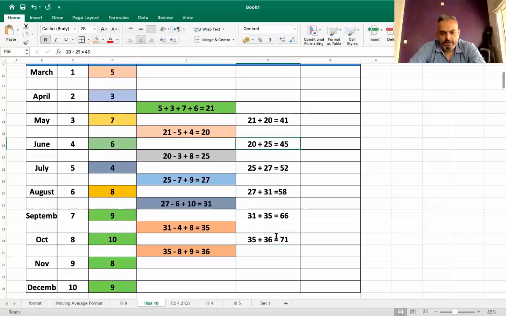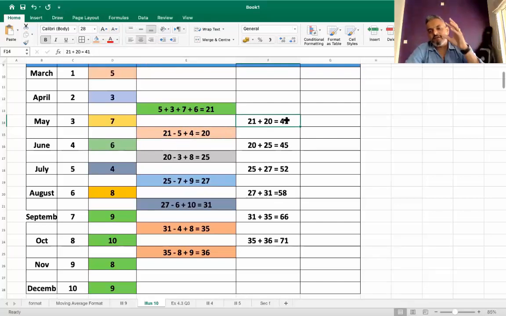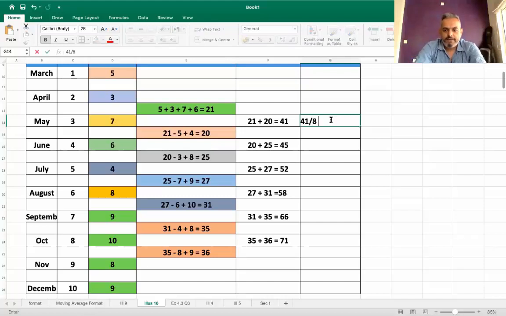So now we have this pairwise total. This 41 consists of these 4 and the next 4. So in total there are 8 observations in 41, 8 in 45, 8 in 52, 8 in 58, 8 in 66 and 8 in 71. So now we will find 41 divided by 8, which is equal to 5.125, so 5.13.